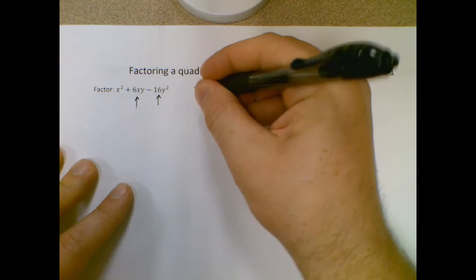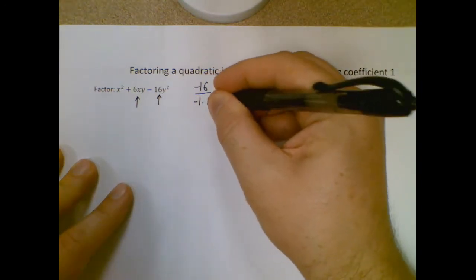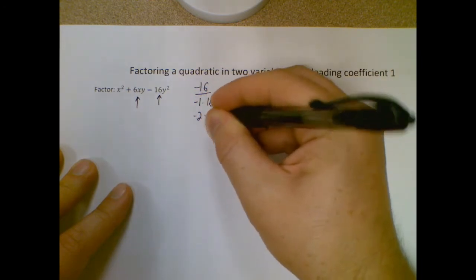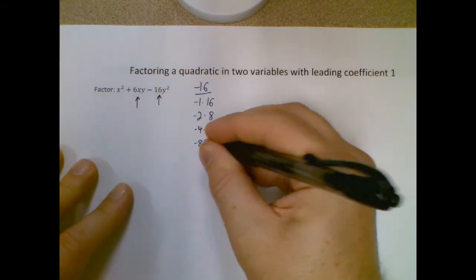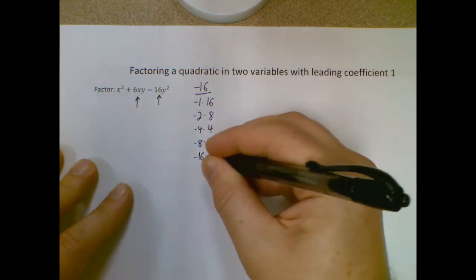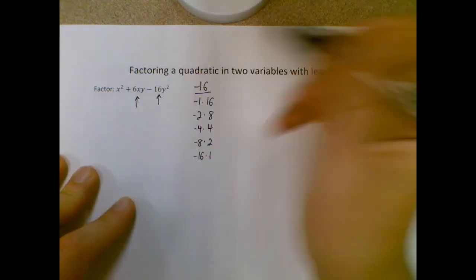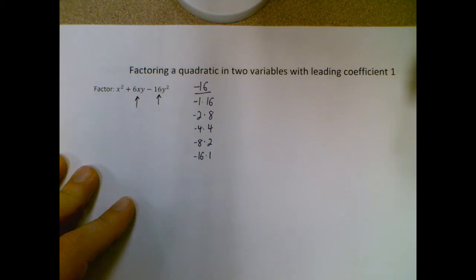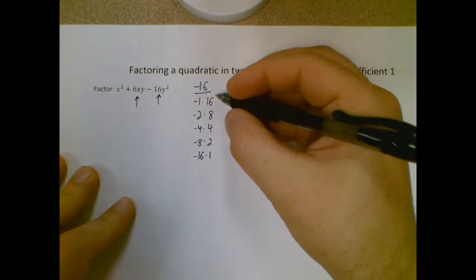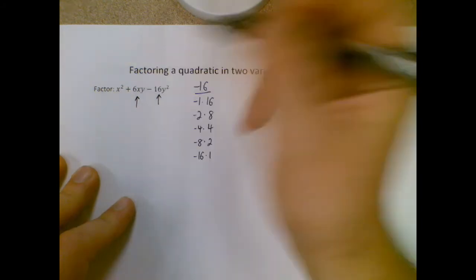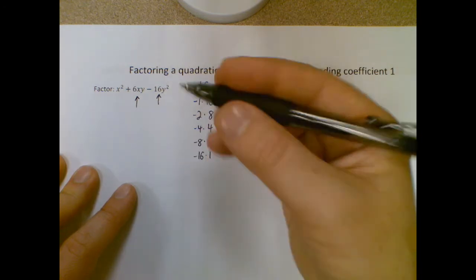So I'm going to list out all my factor pairs of -16. So I have -1 and 16, -2 and 8, -4 and 4, -8 and 2, and -16 and 1. Those are the only ways I can multiply to -16 and stick with the integers. So what I'm going to do is I'm now looking for which pair adds up to my middle number.